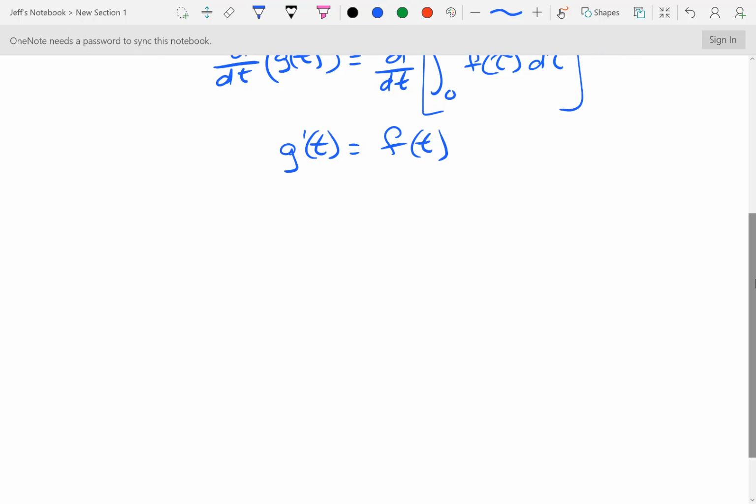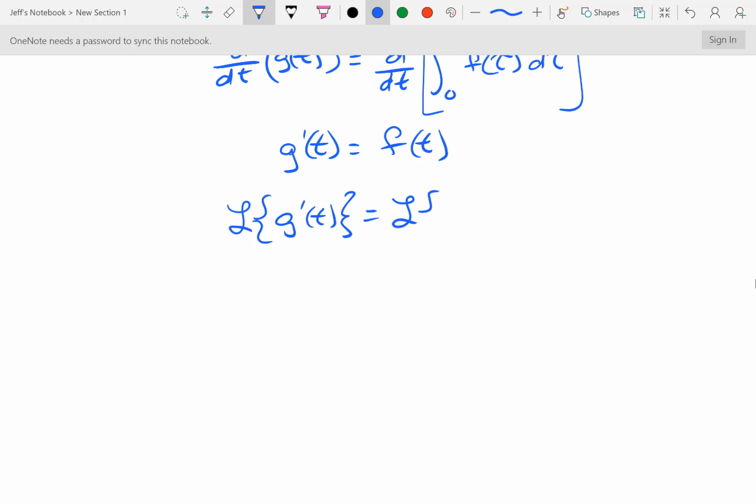And then what I'm going to do is take the Laplace transform of both sides of this. So the Laplace of g prime of t is going to be equal to the Laplace of f of t. Well, on the right side, that is just capital F of s. On the left side, we know how to take the Laplace of a derivative. It will be s times the Laplace of g, which I will write as G of s, minus lowercase g of 0. Again, that is something that we proved before. We've decided now that g of 0 is equal to 0.